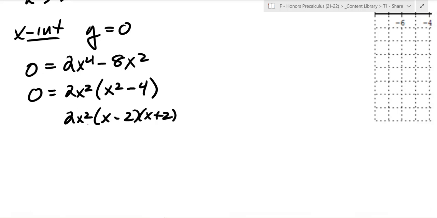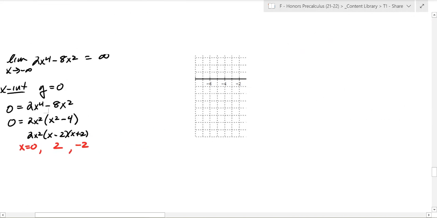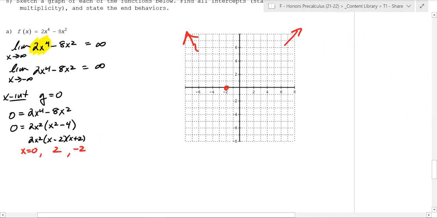So what are the three zeros here? x equals 0 because of the first one, and then 2, and then negative 2. So where does it cross? It crosses at negative 2, 0, and 2. And what is the multiplicity here? Well, the multiplicity is even at 0. That's even right there, so we know here it's going to touch. But at the other ones, these are powers of 1. For these, they're going to cross.